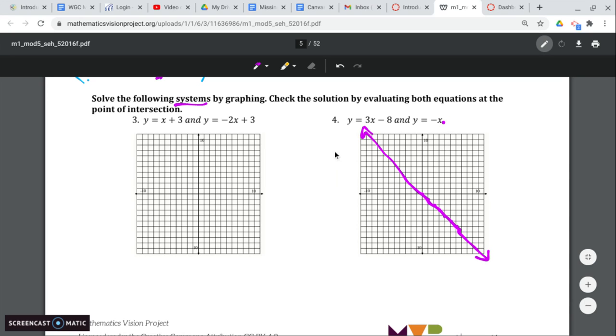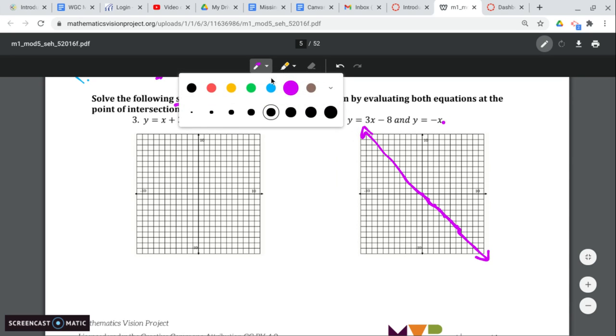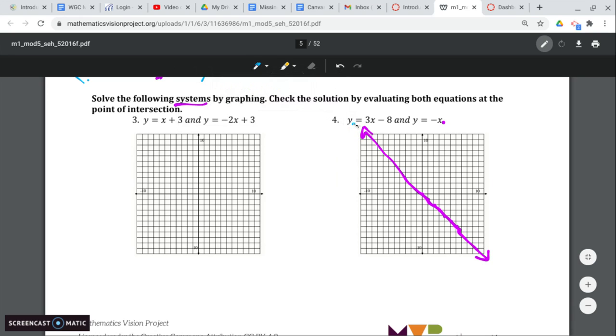Draw our line through there. Now, for the first equation, we have y equals 3x minus 8. So our y-intercept is -8. We're going to start down here at -8. So 1, 2, 3, 4, 5, 6, 7, 8. There's our y-intercept. Now we go up 3, 1, 2, 3, and over 1. 1, 2, 3, and over 1. There's our intersection point at 2, -2.